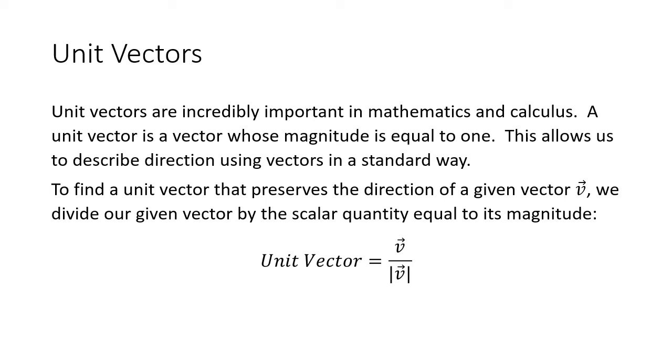And so to take a vector and preserve its direction, so if I have a vector v and I want a vector in the same direction as v, but with unit length, all I need to do is divide that vector by its magnitude. And again, that's a scalar quantity.